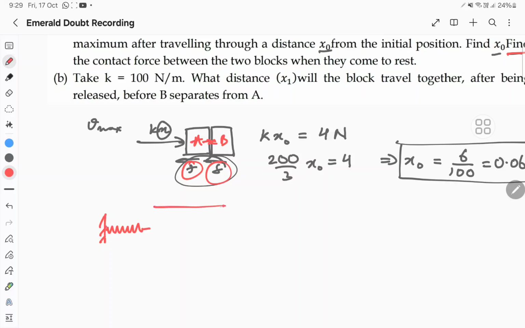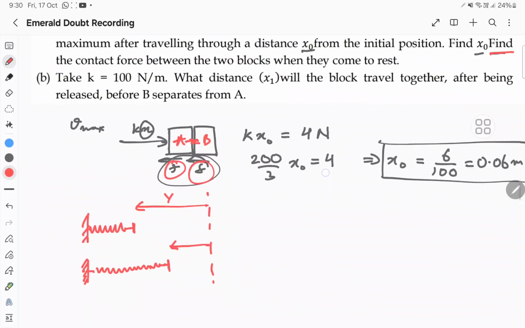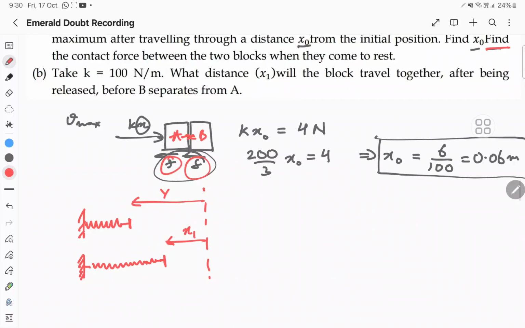So when they have come to rest, say the spring was initially compressed to an extent of y, and when the bodies have come to rest, the spring is now compressed to an extent of, there is no letter given to it, so let us call it x1.